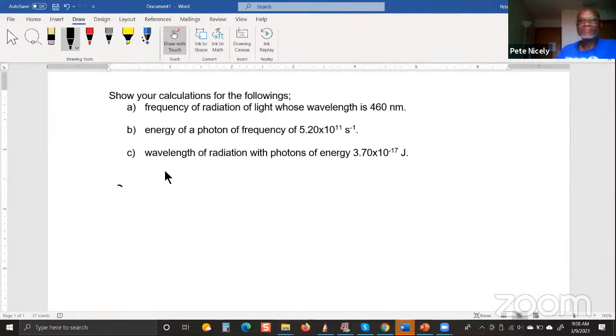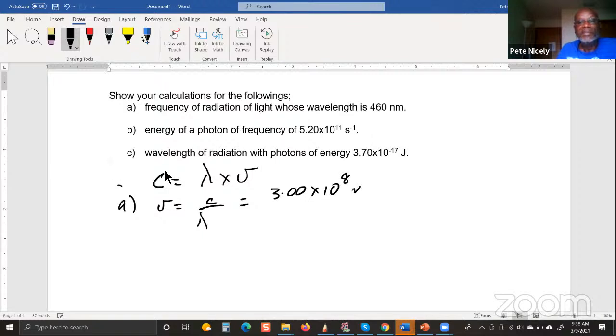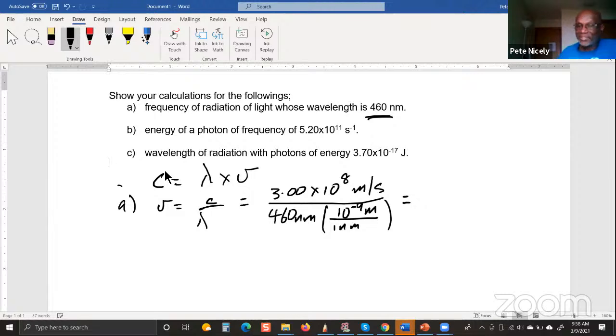So the A part is asking for the frequency of the radiation whose wavelength is 460 nanometers, right? Remember the equation that we're using is c equals lambda times nu. In the A part, they're asking for nu, which is equal to c over lambda. We already know c is 3.00 times 10 to the 8 meters per second. And lambda is the wavelength, given as 460 nanometers. We have to convert nanometers to meters, and one nanometer is equal to 10 to the minus 9 meters. So that's the setup. Let's work it out.